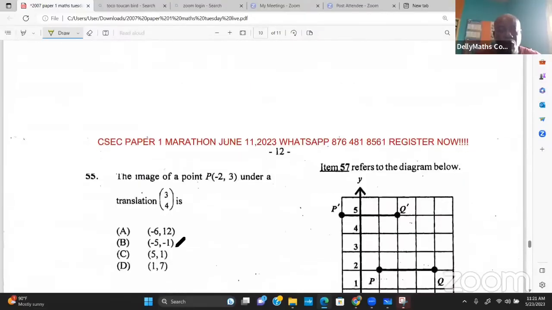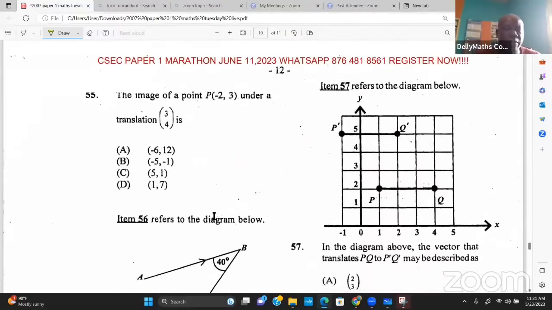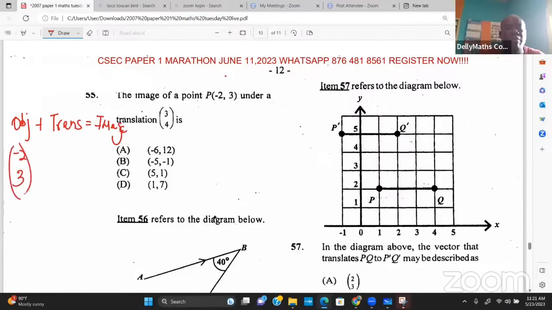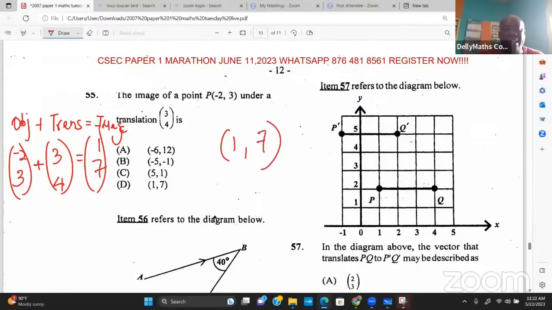All right. We're going to 55. So 55, it says here, the image of the point -2, 3 under the translation 3, 4 is what? So again, object plus translation gives image. Object -2, 3, I have to put it in column vector form to suit the translation 3, 4. -2 plus 3 is 1. 3 plus 4 is 7. So the coordinate I'm looking for is 1, 7.